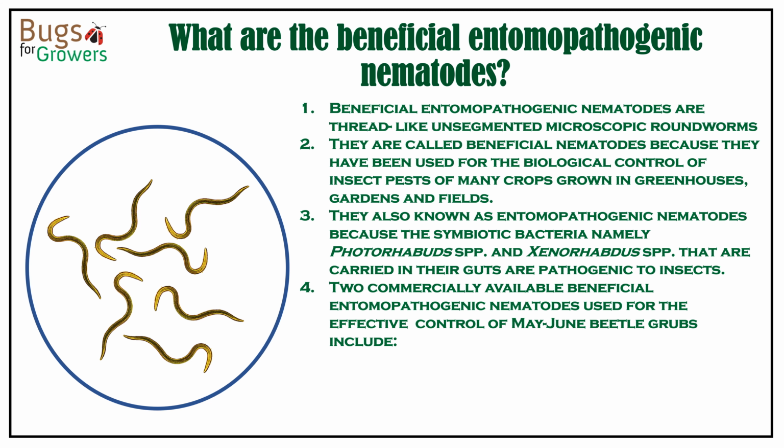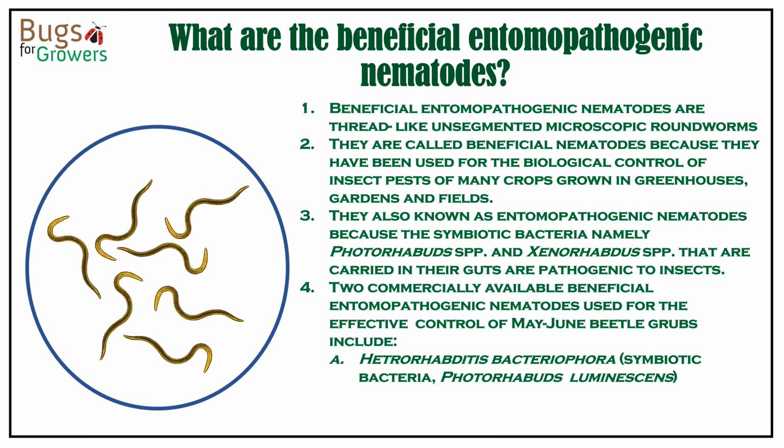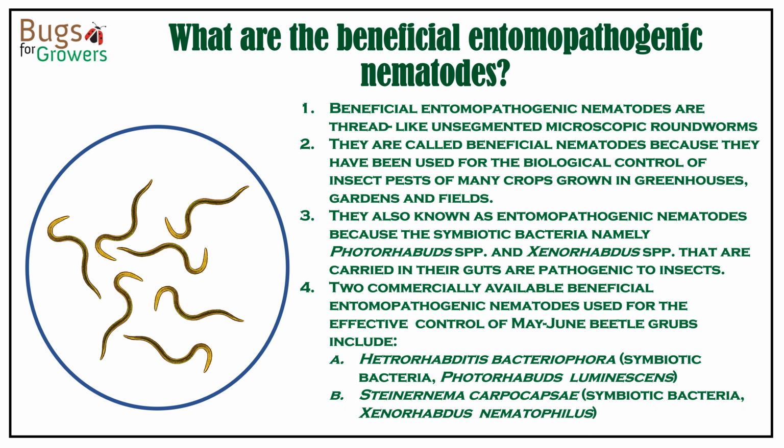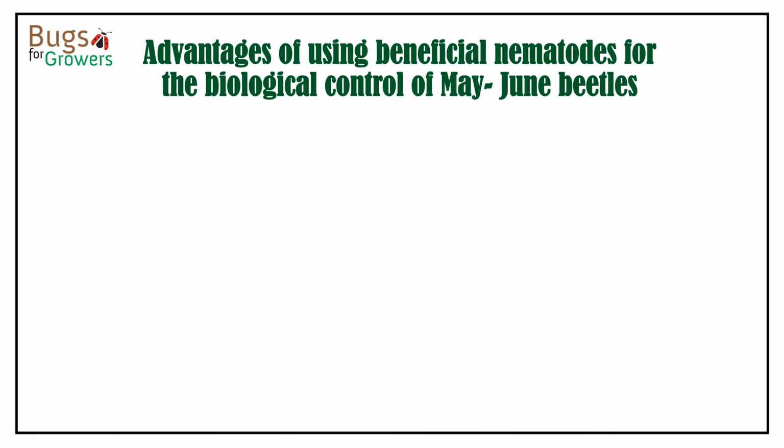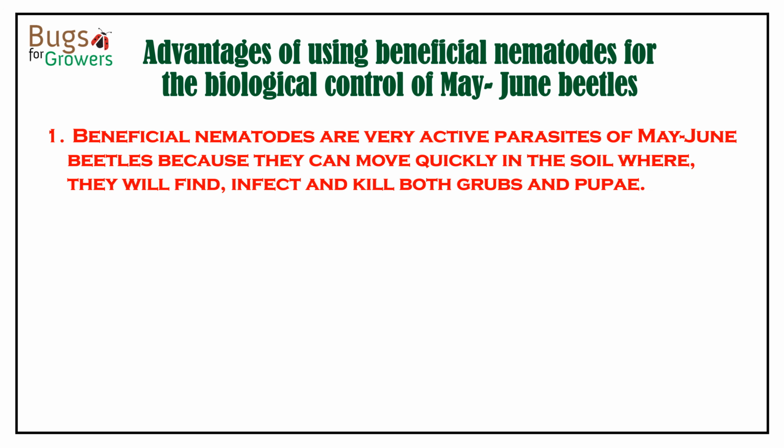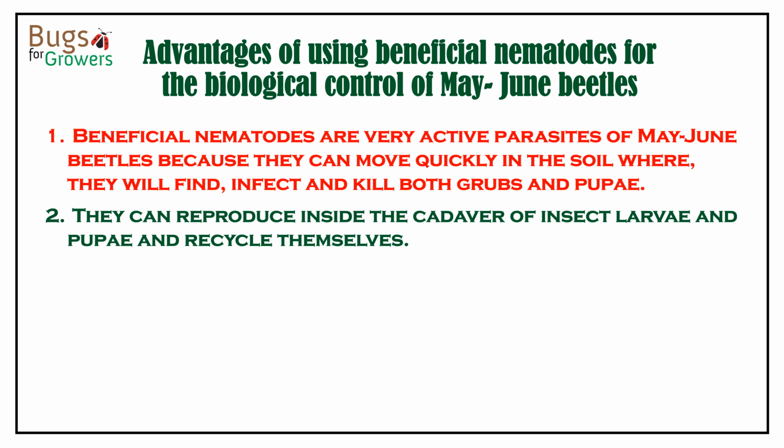There are two commercially available beneficial entomopathogenic nematodes used for the effective control of May and June beetle grubs: Heterorhabditis bacteriophora and Steinernema carpocapsae nematodes. Beneficial nematodes are very active parasites of May and June beetles because they can move quickly in the soil where they will find, infect and kill both grubs and pupae within 48 hours.